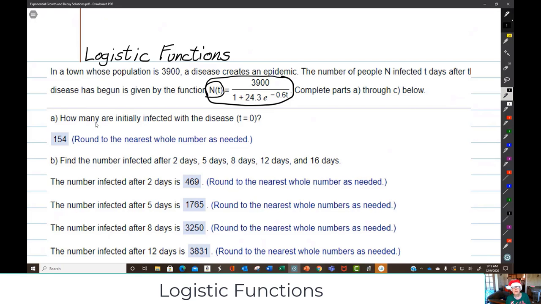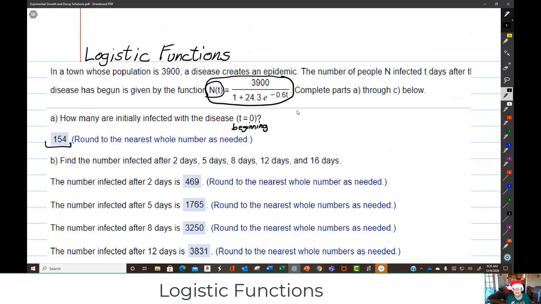So we're asked first, how many are initially infected with the disease? Initially means that time equals zero. That's the way scientists say beginning. Okay, and it gives us the answer here. Let's see if we can come up with that answer.